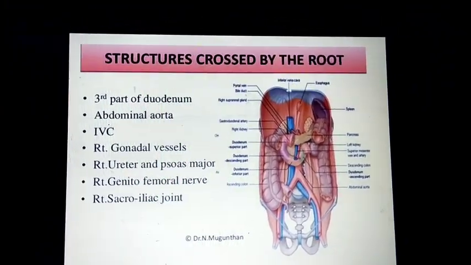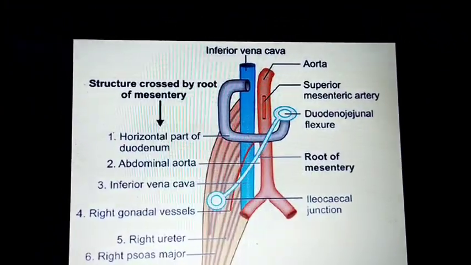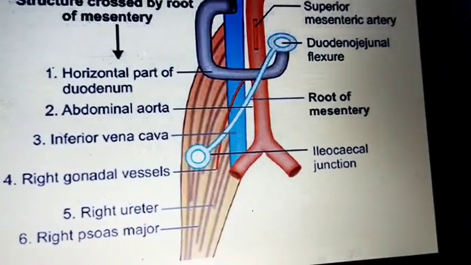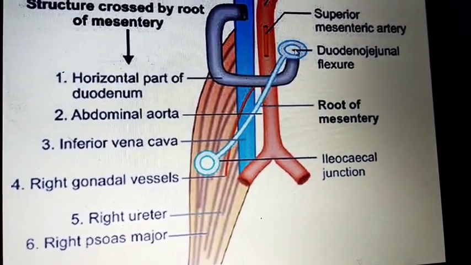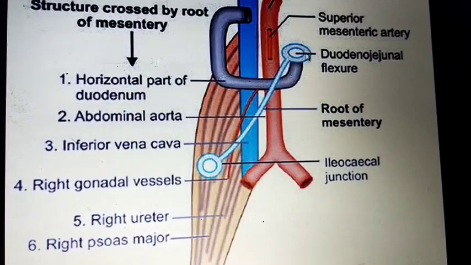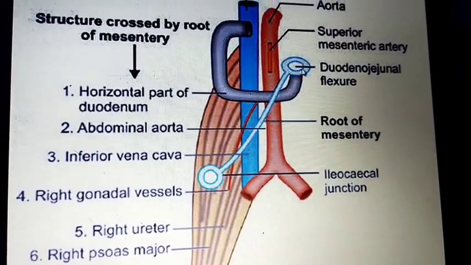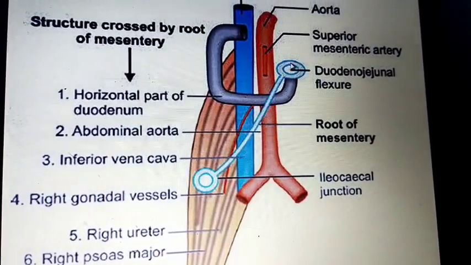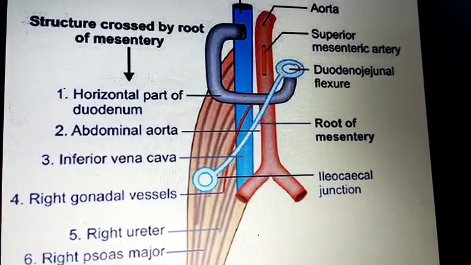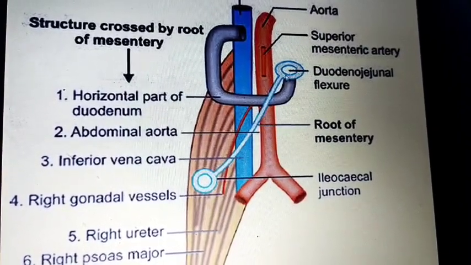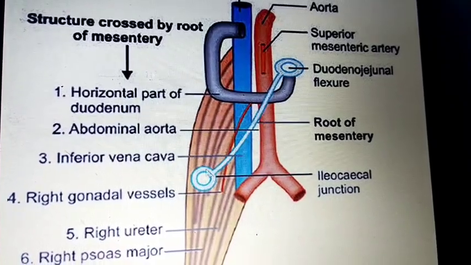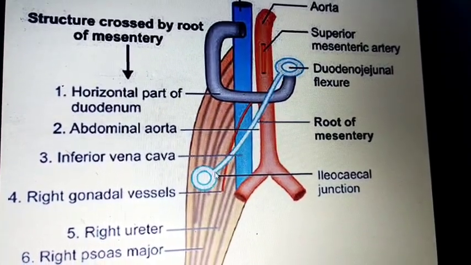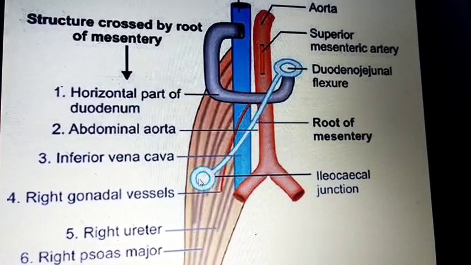The structures crossed by the root of the mesentery. Which are the structures present posterior to the root of the mesentery? This is the beginning of the root of the mesentery at the level of L2, beginning at the duodenojejunal flexure and ending at the ileocecal junction, or the upper border of the right sacroiliac joint.